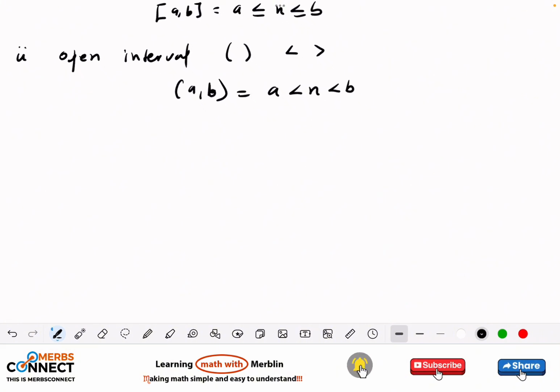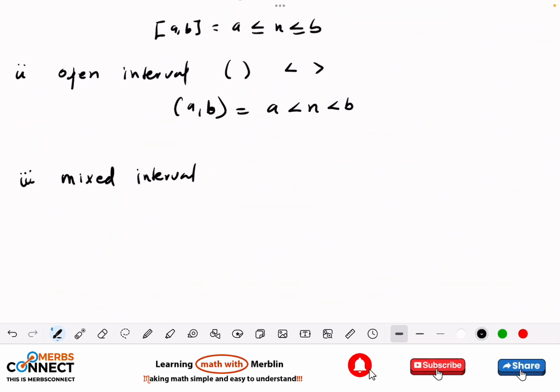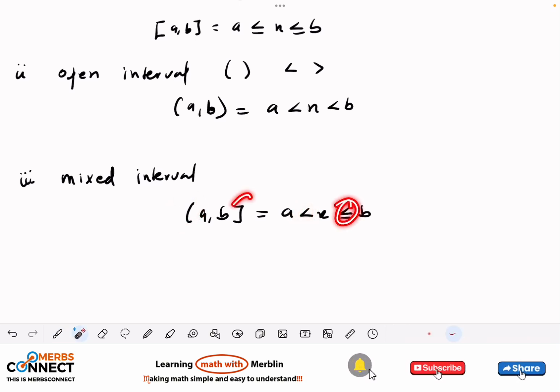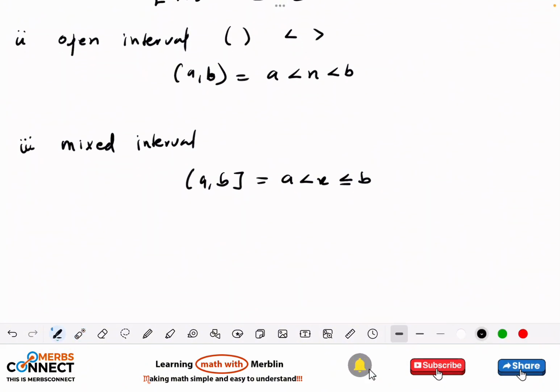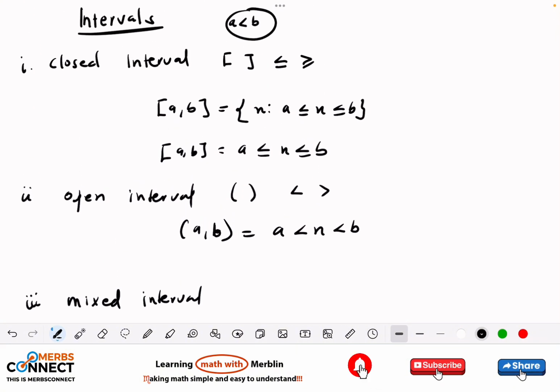So I'm going to talk about mixed intervals. A mixed interval can be like, the first can be open and then the last can be closed. So this is going to be A less than X less than or equal to B. So this is for this, and then this one is for that. Then we can talk about the first closed and then the last open. So this one will be A less than or equal to X less than B. Good. So this is the mixed interval.